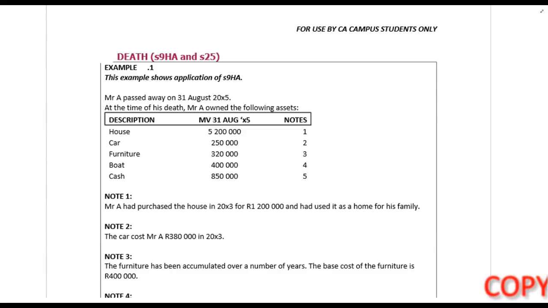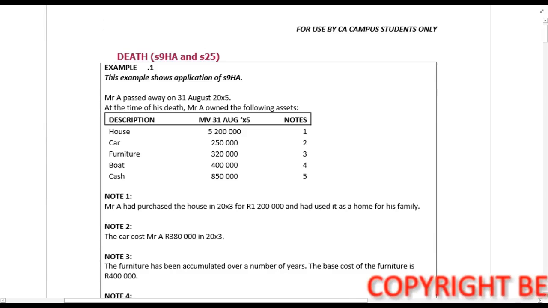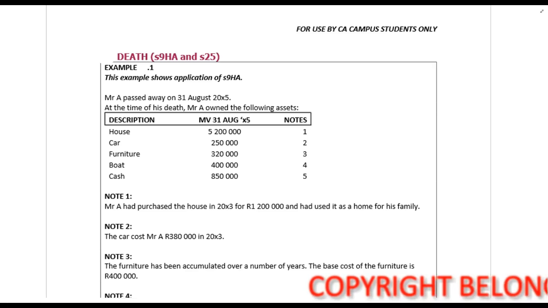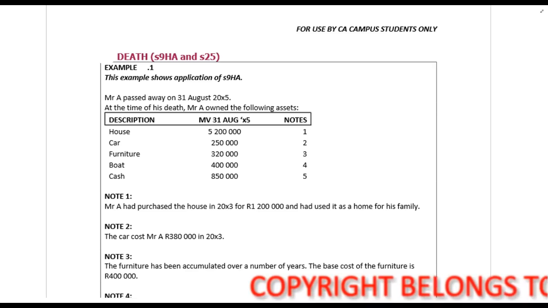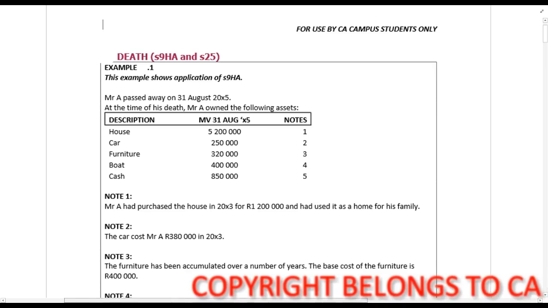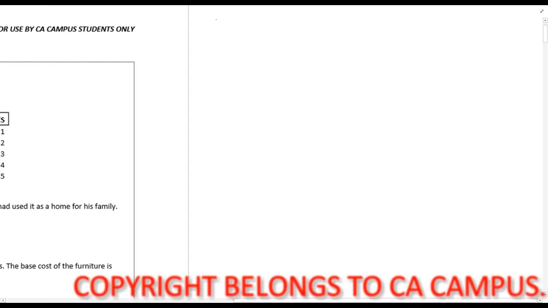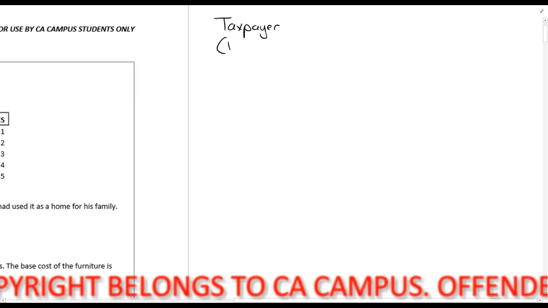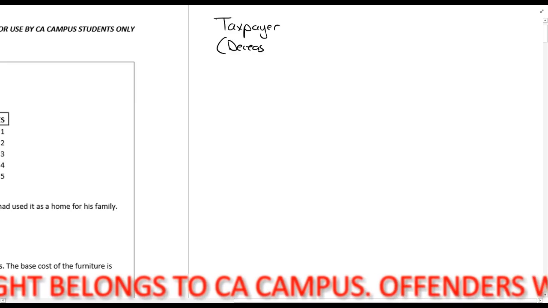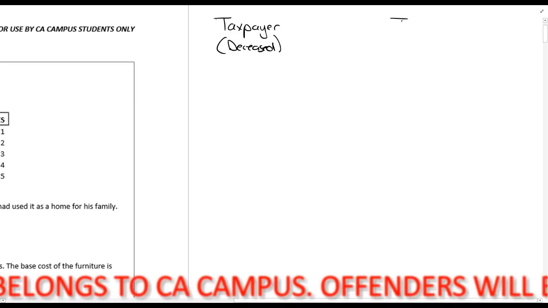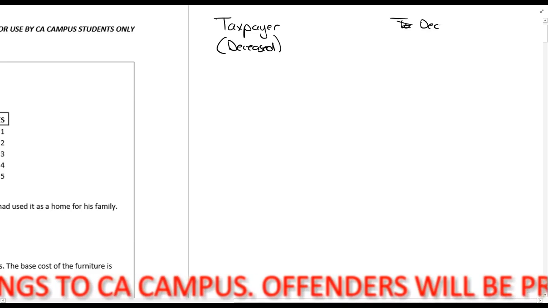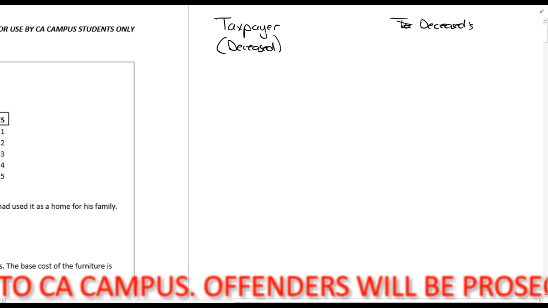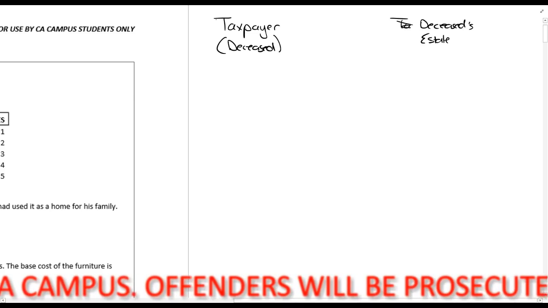In this lecture example, we look at section 9HA and section 25. So this is when death takes place. Mr. A passed away on the 31st of August 20x5, and at the time of his death he owned the following assets. Remember, you get the taxpayer, who is the person passing away, the deceased, and then you get the deceased estate. They are two separate taxpayers, remember that.